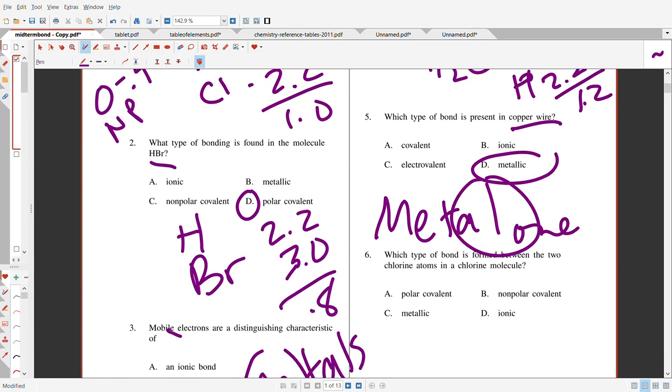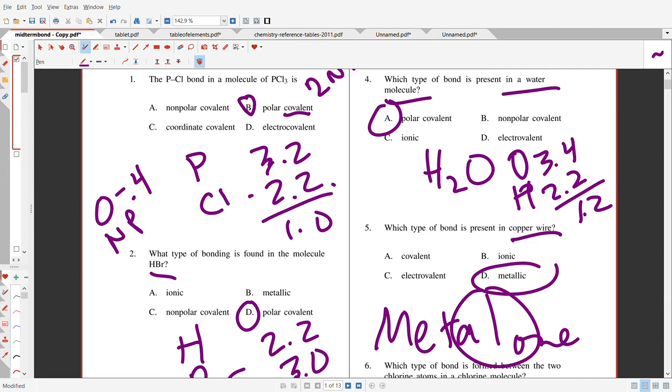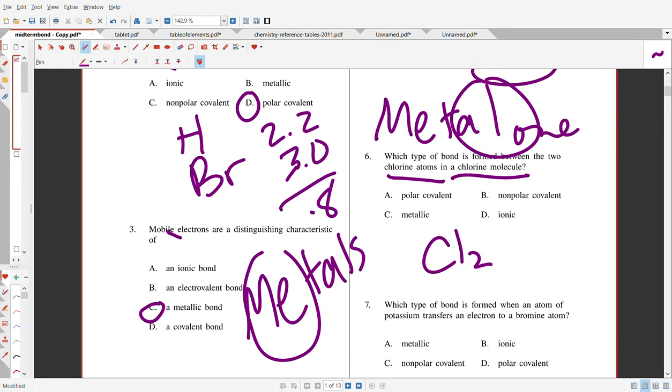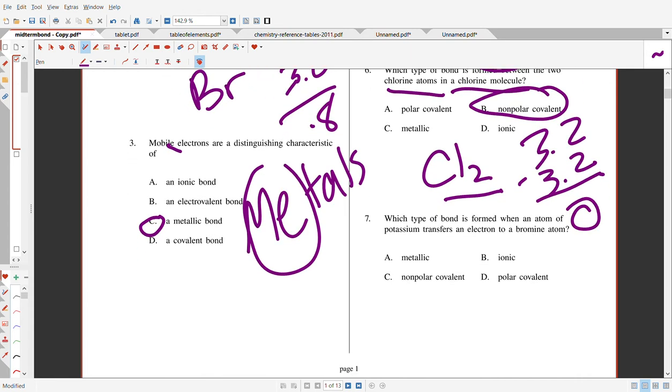Now here, 2 chlorine atoms. When you have 2 chlorine atoms, we looked up chlorine before. It was actually 3.2. 3.2 minus 3.2, what's the difference? It's going to be 0. All diatomic, which is 2 of the same, is going to be nonpolar, because nonpolar means the difference is 0.